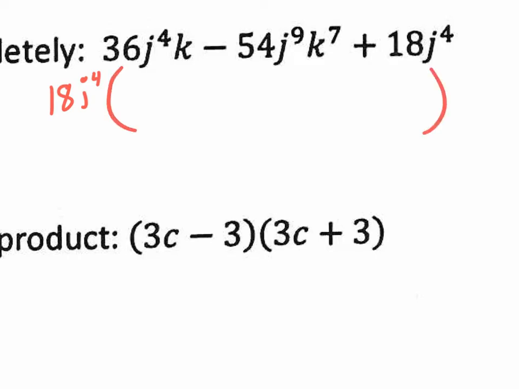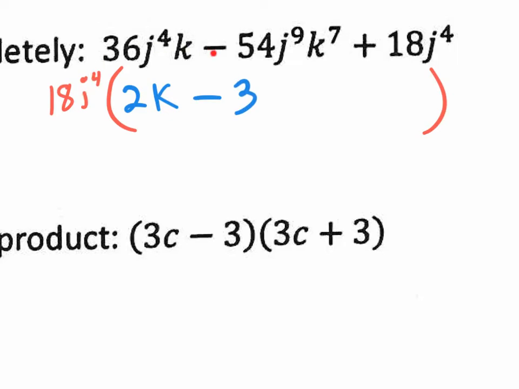So what would be left on the inside? Again, 18 times what is 36? 18 times 2 is 36. And now how about the j to the fourth? J to the fourth times 1 is j to the fourth. You don't need to put it times 1. And then we also need a k up here, so I need to put a k down here. Now 18j to the fourth times what gets us a negative 54? Well, 18 times negative 3, and I did this on the calculator, 18 times negative 3 gives us negative 54, so I do have a minus 3.